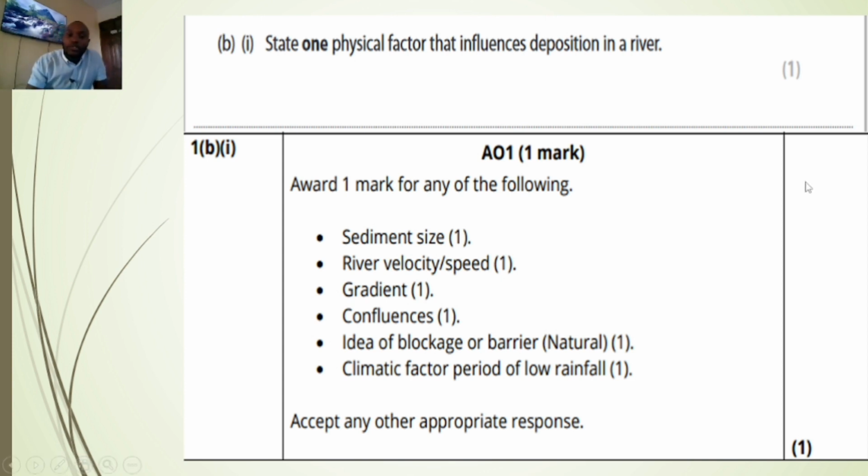So all these you should know how to explain, right? Remember, another time you can be asked to explain how sediment size influences deposition in a river, or you're told to name and explain. Make sure you know them and how you can explain both of them. They're so easy like that.